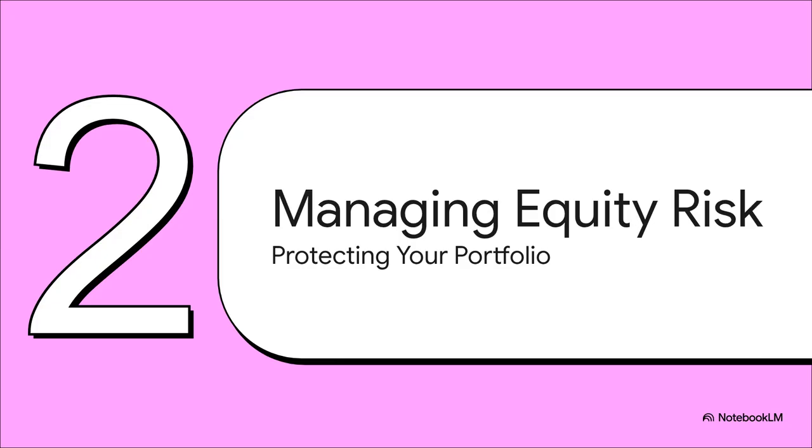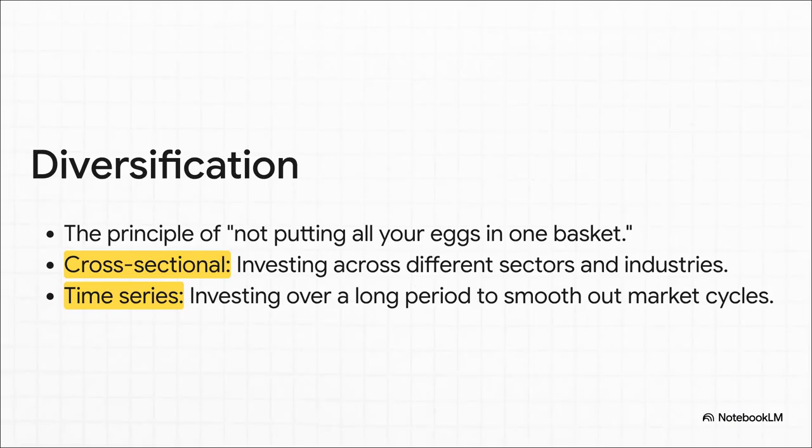So we just established that with equity's higher potential reward comes higher risk. The obvious next question is, how do we handle that risk? How can we protect ourselves without just hiding our money under a mattress? Let's get into it. The number one tool in your risk management toolkit is diversification. It's that old saying you've heard a million times, don't put all your eggs in one basket. And it really is that simple.